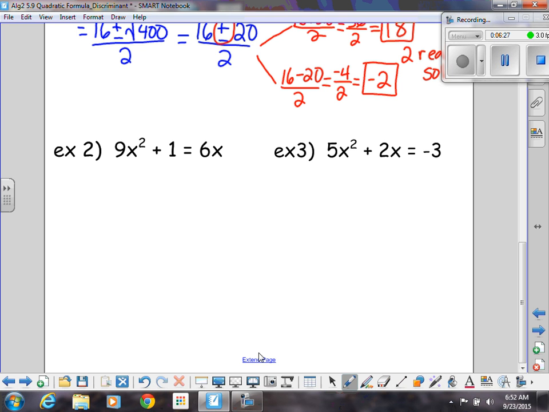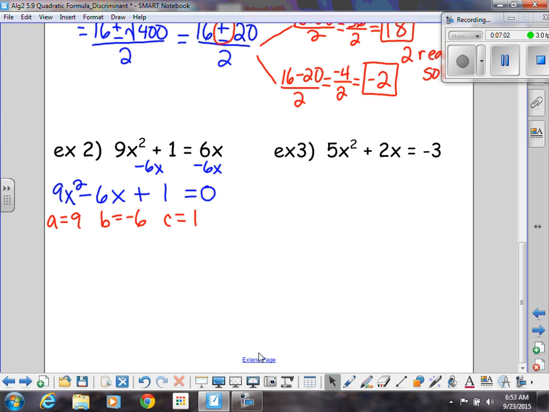So again, I want 0 over on the right-hand side, so I'm going to cancel that 6x. So I'm doing minus 6x. That way I get 0 on the right. Now on the left, this 6x does not combine with anything, so don't try to add or anything like that. We're just rewriting. So that's 9x squared minus 6x plus 1. And notice now it looks like it's in standard form. So I can identify my a is 9, my b is negative 6, and my c is 1.